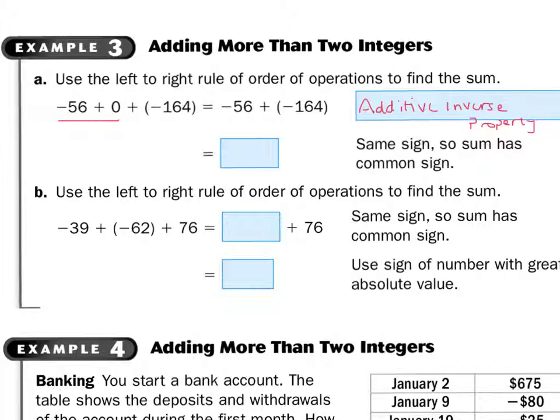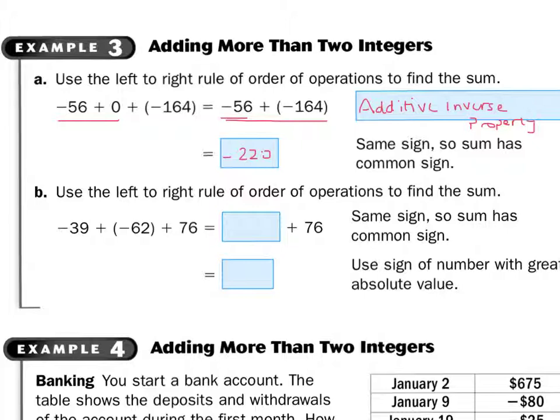That will leave you with a negative 56. And then we do negative 56 plus a negative 164. You're adding 2 numbers that have the same sign. You simply add the numbers together, which is 220. But since they are both negative, your sign will be negative in the answer.